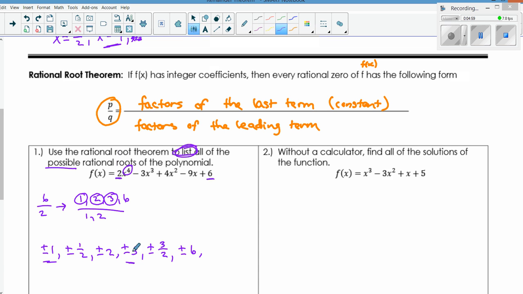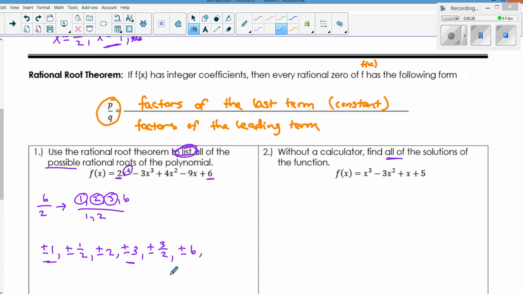Okay, so the reason I would want to know this. So for this next problem, it says without a calculator find all of the solutions. So this doesn't say list the possible, it says find all of them. Well, I could try to factor this by grouping, but I'm just going to tell you it's not factorable by grouping, so without picking up a calculator, it becomes a little bit hard then to figure out how to factor this. If I picked up a calculator, I could graph it and look and see where it hits the x-axis.